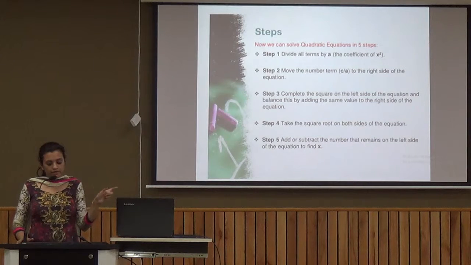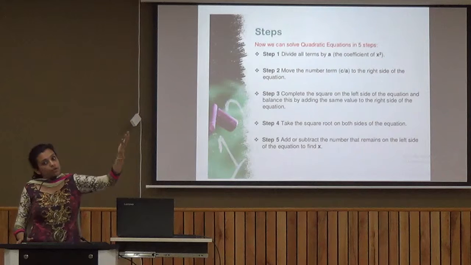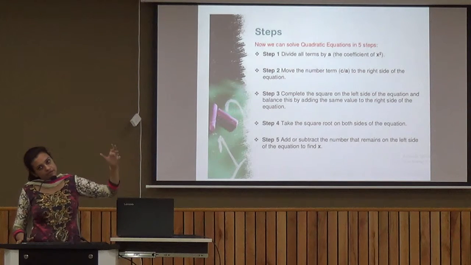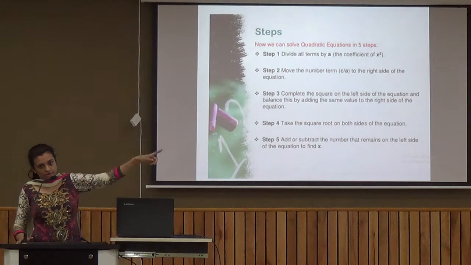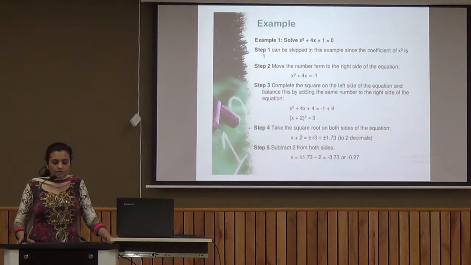Complete the square on the left side of the equation and balance this by adding the same value onto the right side. The LHS becomes a whole square, equate it to the right side, take square root both sides and solve. Let's take an example. Solve x square plus 4x plus 1 equal to 0.